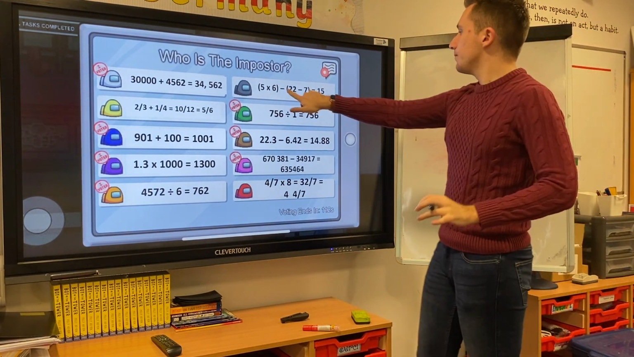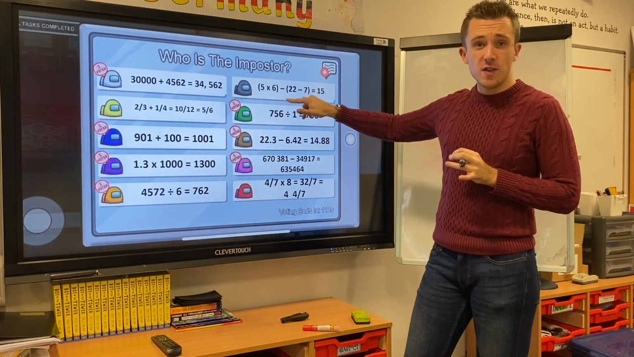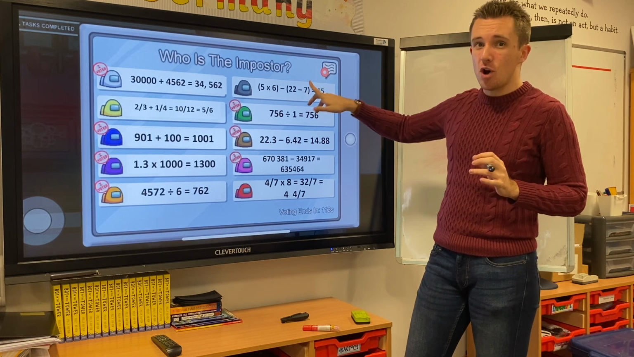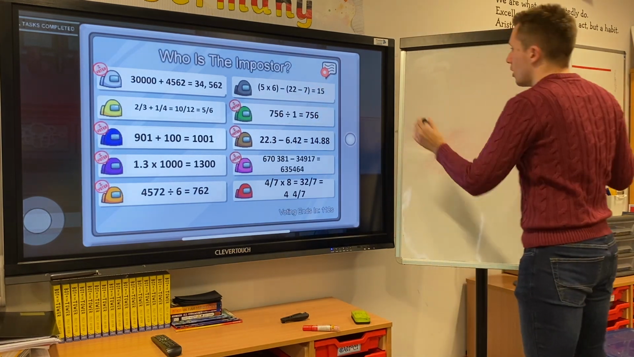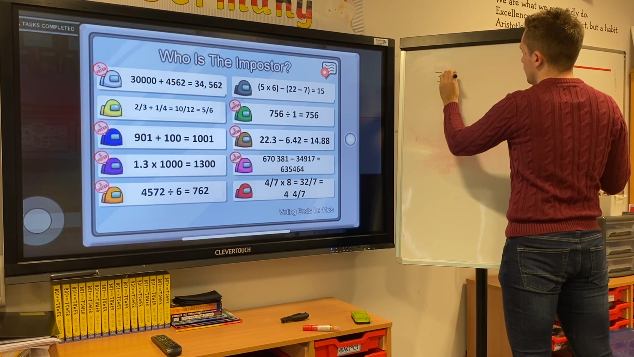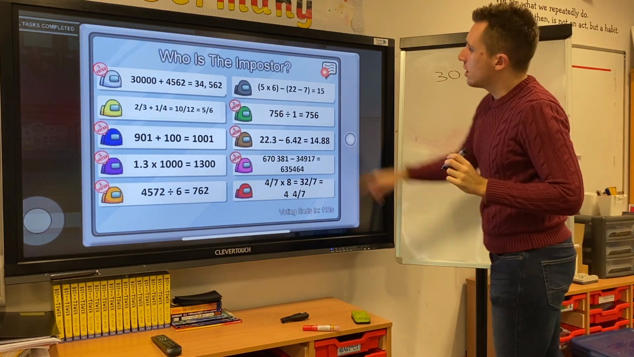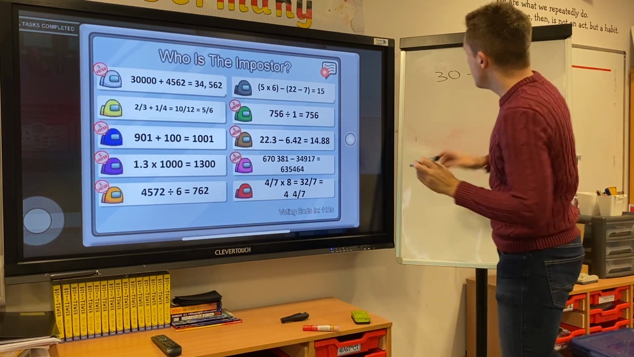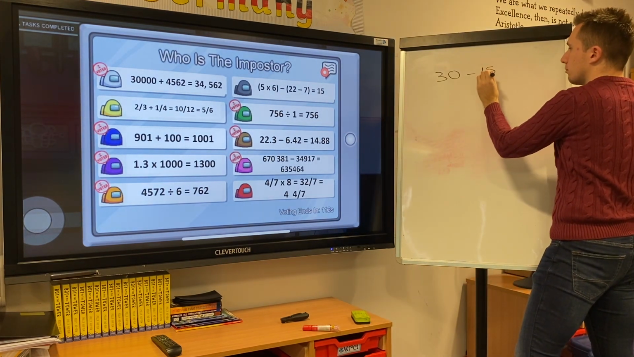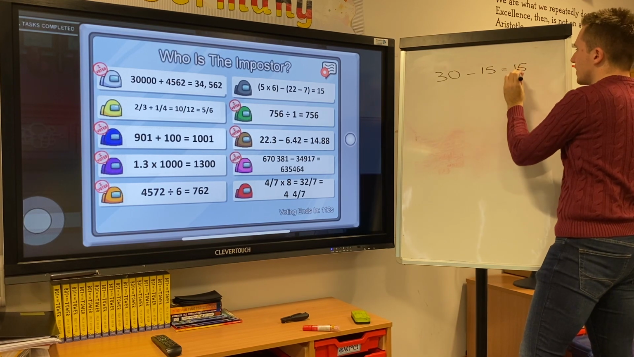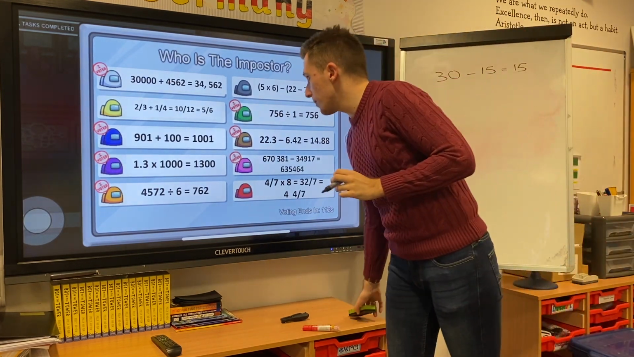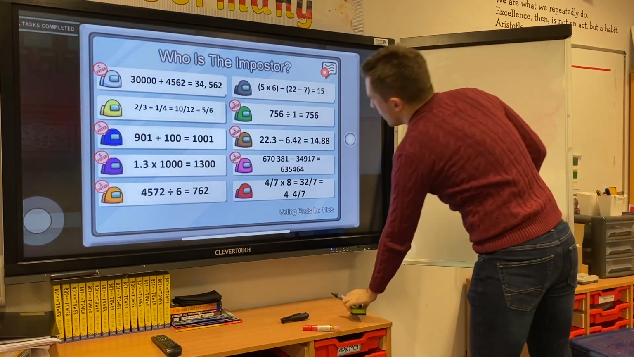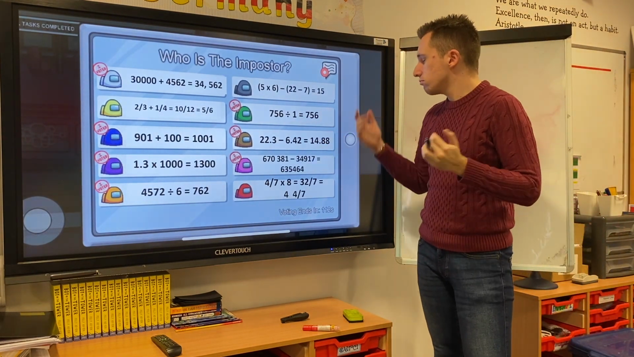Okay, next one here. So, we do what's in the brackets first. Doesn't matter which way round because they're both in brackets. So we can do 5 times 6, which is 30. Take away 22, take away 7. Well, 22 take away 7 is 15. Take them away. 30 take away 15 is 15. So black is fine. Okay, 756 divided by 1, yep, that's fine.